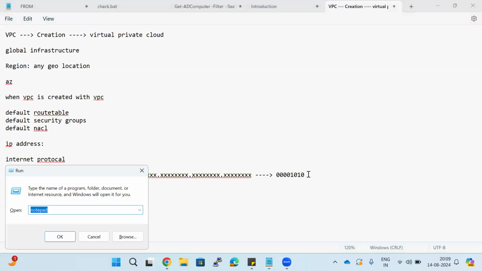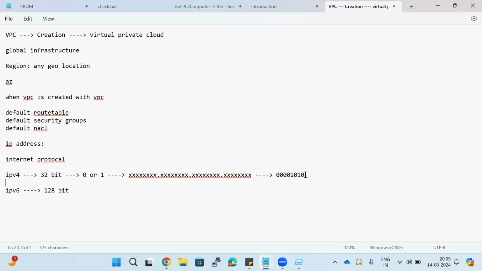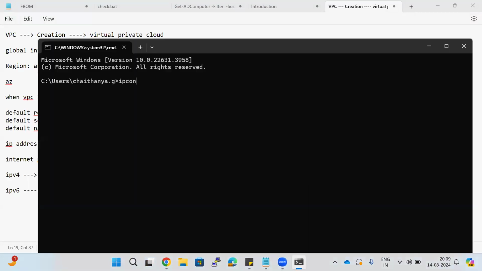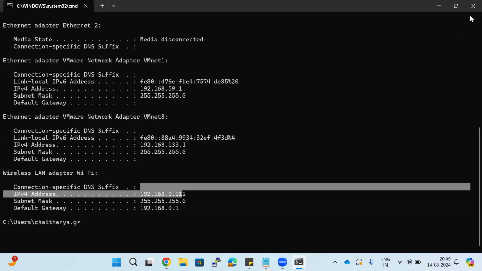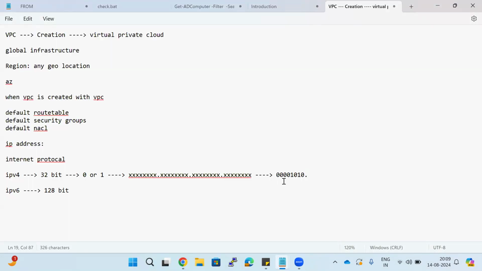In the laptops that you have, you won't find the binary form of an IP address. It is in decimal format, like 192.168.0.112. But whenever we discuss the IP address, it is in binary format, and that binary address is converted into the decimal address. Don't get confused about this.